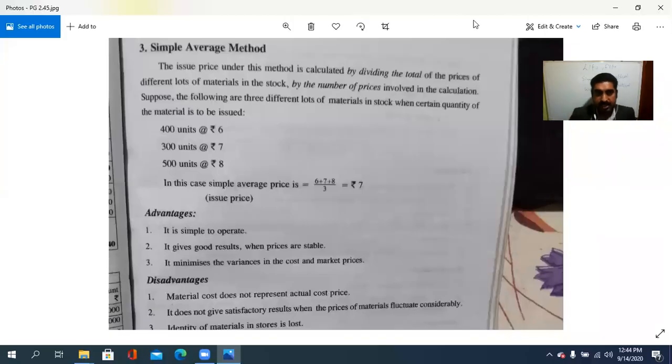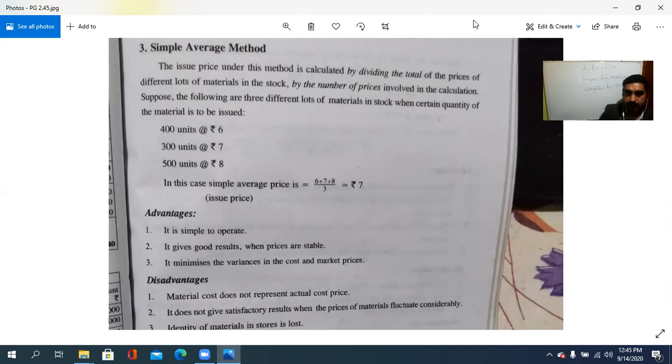So in the previous methods, in FIFO, the first received among the lot is to be taken and utilized. Then in the LIFO method, the last one is to be utilized first. But simple average means we are taking the average itself. So that is the case.